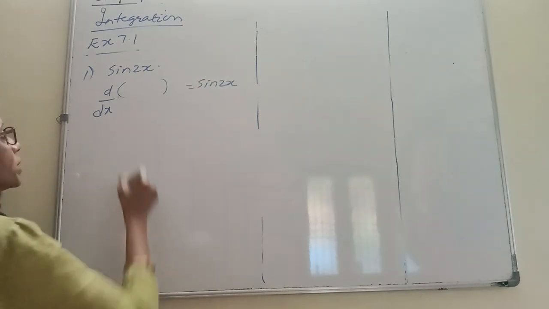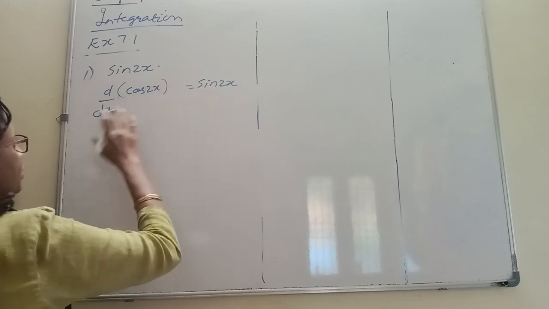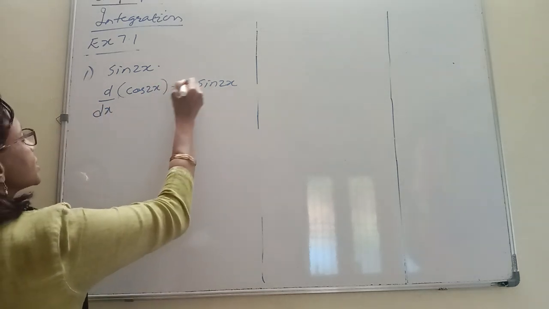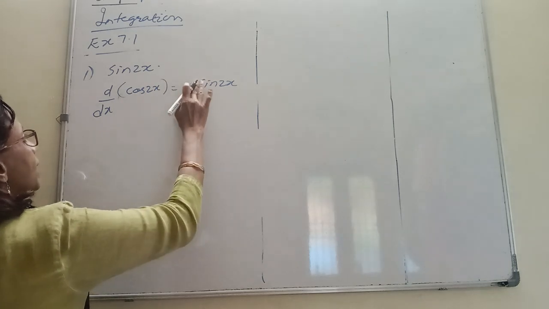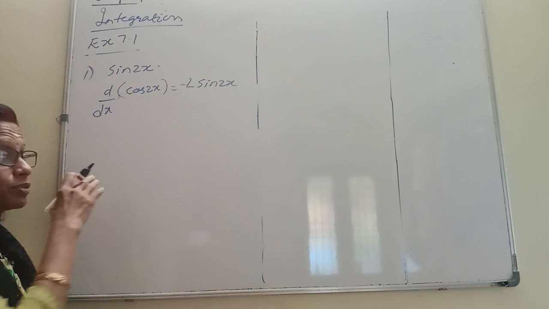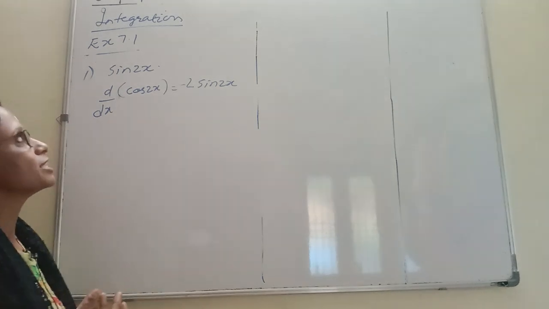If you have to get sine 2x, what function could it be? Basically it could be cos 2x. We know that had we taken cos 2x, we would have got the derivative as minus 2 times sine 2x. That would be our derivative, not the antiderivative.